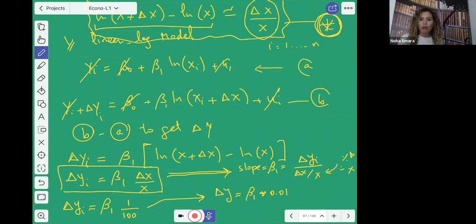What if I ask you 5%? I'm sure you know that. If it is 5, just remove this and this, and 5% change in x, which is 5 over 100, would bring 0.05 times beta 1 change in y. And I'm sure you understand what the value of beta 1 is: it's the estimate from Stata, or the estimate from your regression model. Let me give you an example.